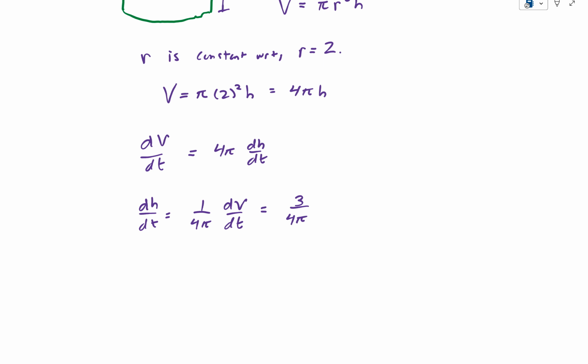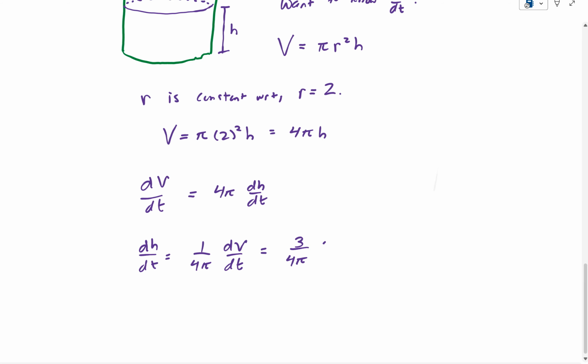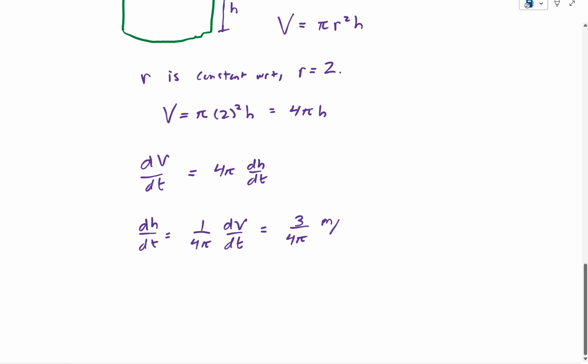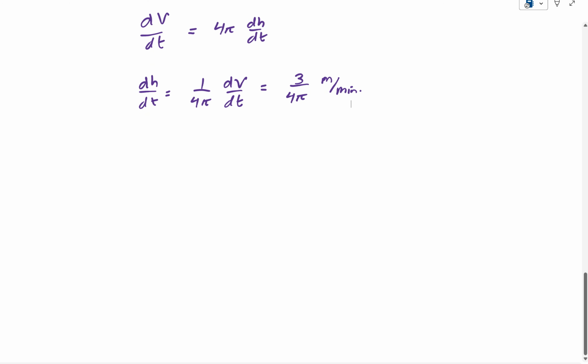And then note the 4 here had units of meters squared. And so this is 3 over 4 pi meters per minute. Remember, units at the top divided by units at the bottom, so units of h are meters, and we're taking our time to be in terms of minutes. Okay, so let's try one that's a little bit more complicated, working our way up.